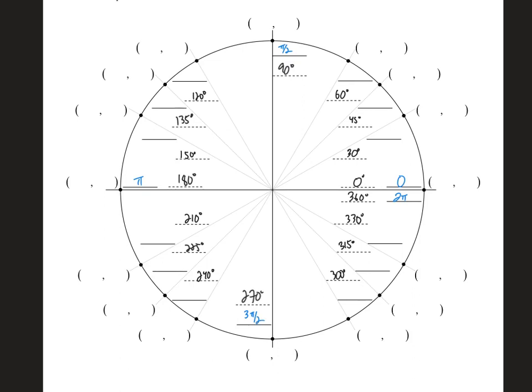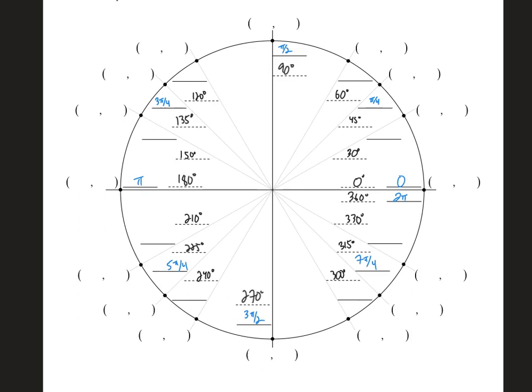And then again, I'll go by pi over 4. So pi over 4 is going to be 45 degrees. 2 pi over 4 is a half. 3 pi over 4 would be over here at 135. 4 pi over 4 is 1 pi. 5 pi over 4 is going to be that 225. 6 pi over 4 is that 270 again. And 7 pi over 4 for 315. At that point now, I've made it all the way around.